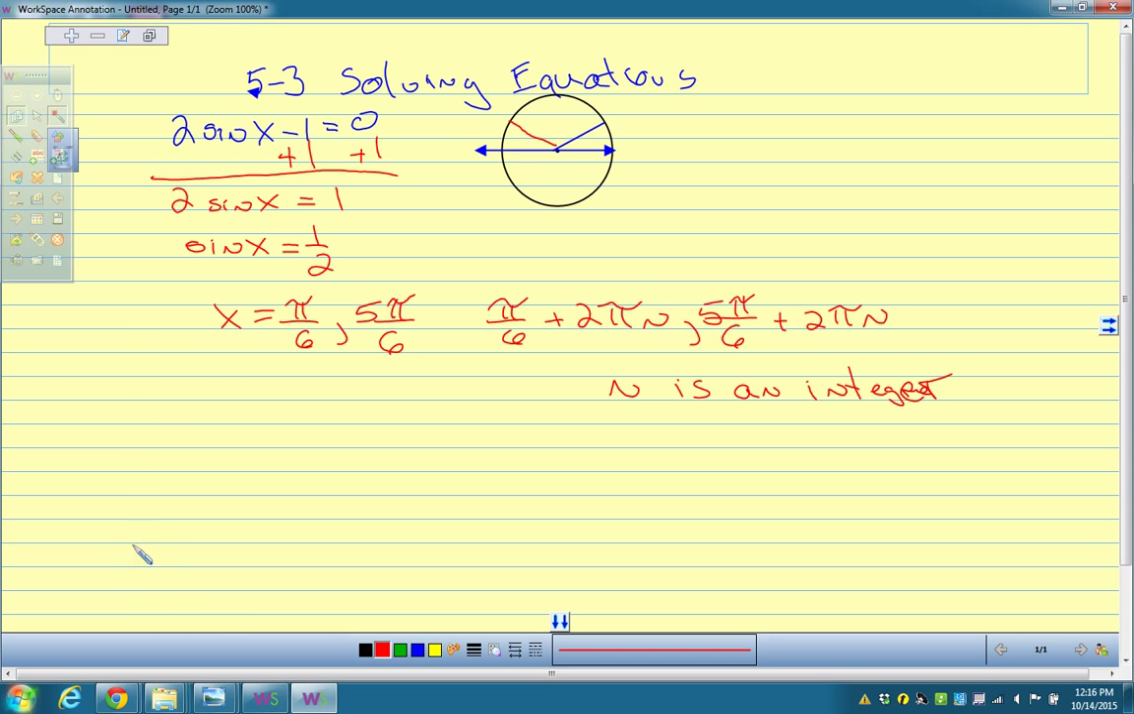Yes? Okay, on the test, if we just wrote those, pi over 6 and 5 pi over 6, no. If they say find all solutions, then this would be your answer. If they say find all solutions where x is greater than or equal to 0 and less than 2 pi, then they mean just those two. So sometimes they'll say find all the solutions between 0 and 2 pi, and sometimes they'll say find all solutions, and then you have to add 2 pi n to it. Okay? All right. So there's example number 1.